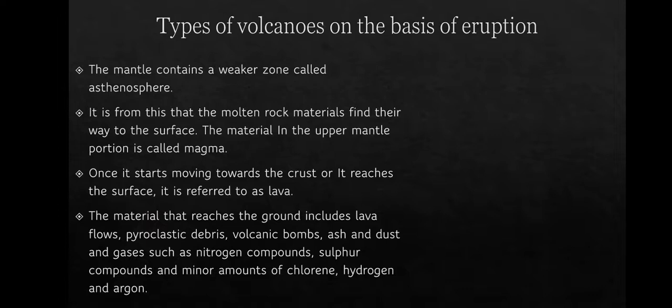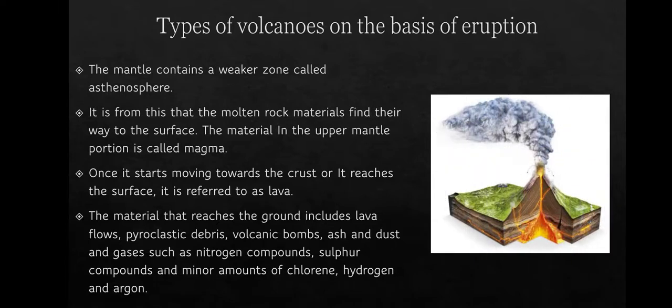The material that reaches the ground includes lava flows, pyroclastic debris, volcanic bombs, ash and dust, and gases such as nitrogen compounds, sulfur compounds, and minor amounts of chlorine, hydrogen, and argon. Here you can see a volcanic eruption in the picture.